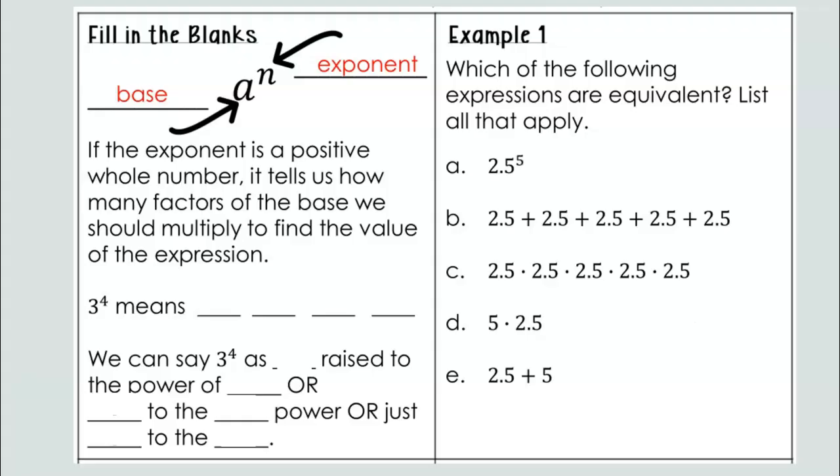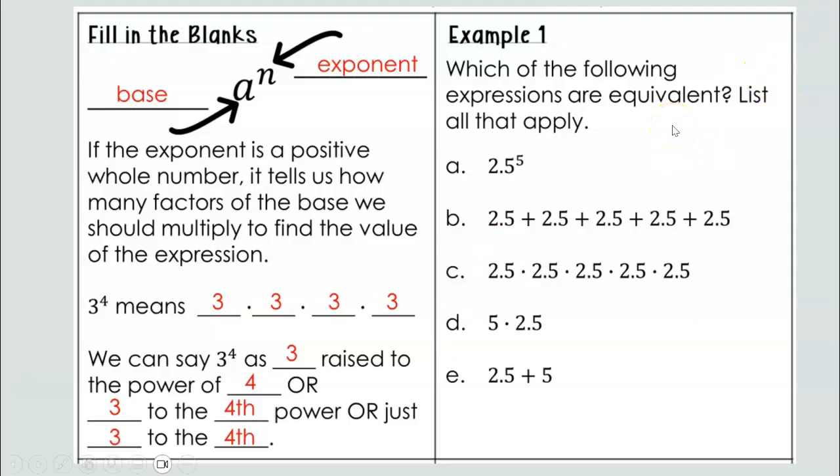If the exponent is a positive whole number, it tells us how many factors of the base we should multiply to find the value of the expression. So again, 3 to the 4th power means 3 times 3 times 3 times 3. We can say this as 3 to the 4th power, 3 raised to the 4th power, or just 3 to the 4th.